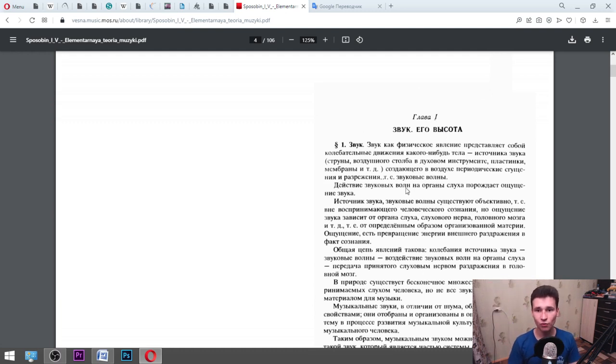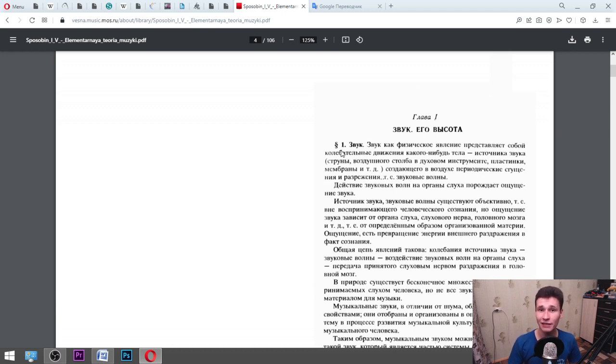Глава 1, chapter 1. Звук, как физическое явление, представляет собой колебательные движения какого-нибудь тела, источника звука, струны, воздушного столба в духовом инструменте, пластинки, мембраны и так далее, создающего в воздухе периодические сгущения и разрежения, то есть звуковые волны. Let's translate it. Звук. Sound. Sound as the physical phenomenon. Представляет собой means it is.